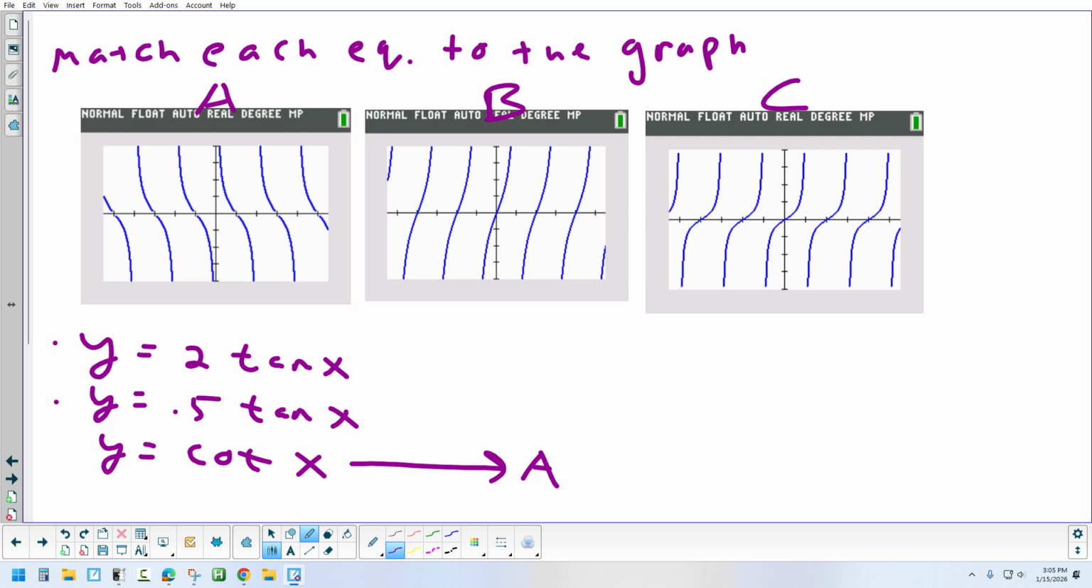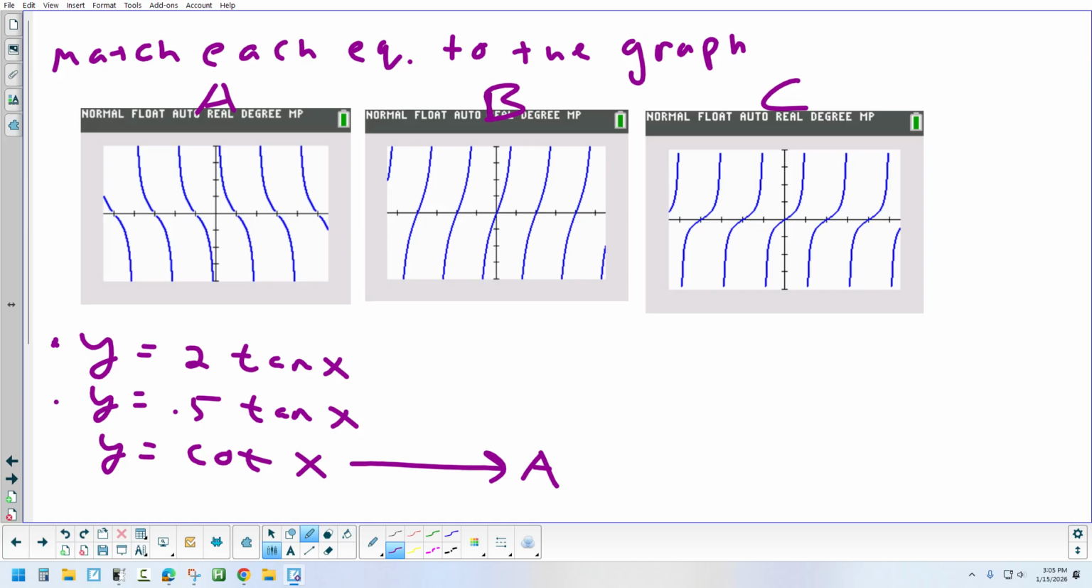No, the second one is a compression. So it's not as big, it's not stretching it, it's actually compressing it. So this one, 2 tan x, is going to stretch it more. Right? It's going to be a bigger stretch. Which one of the two graphs that we have left is more of a vertical stretch? B or C? Yeah, B.